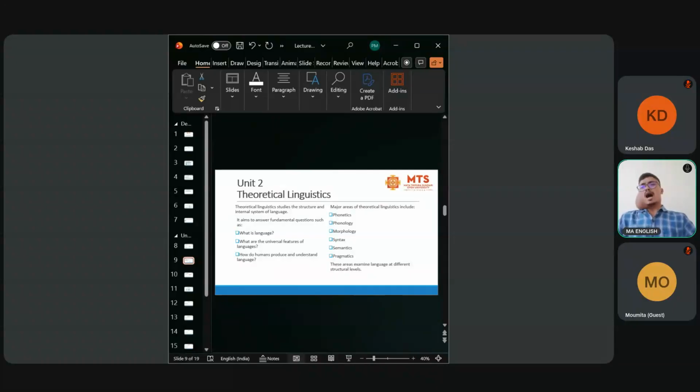Another key question is how do human beings produce and understand language so quickly and effortlessly? When you hear a sentence, you understand it almost instantly, right? When I say something, are you doing good? Immediately you say, yes, sir. Something like that. So, how has that happened? That is what theoretical linguistics aims to answer.